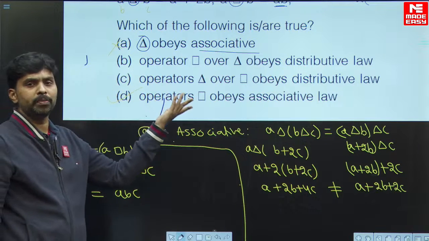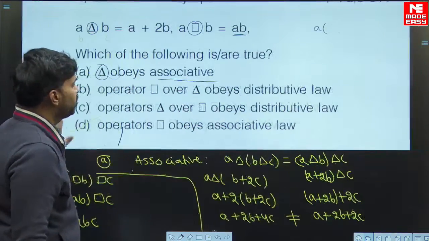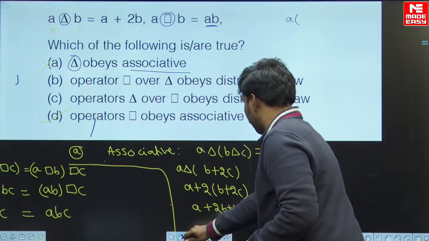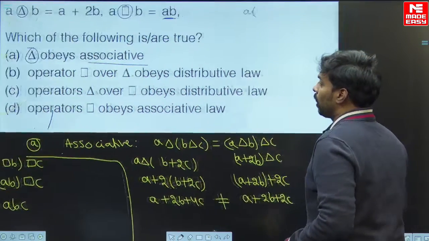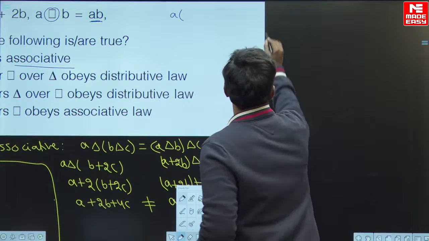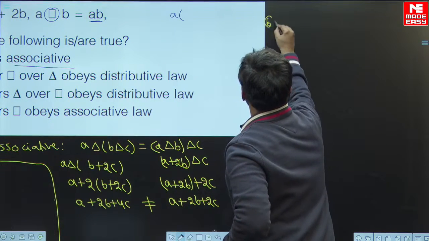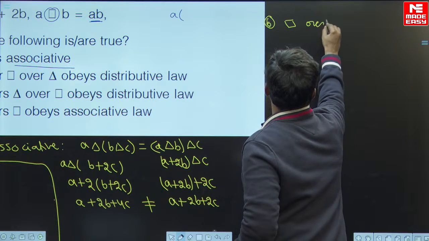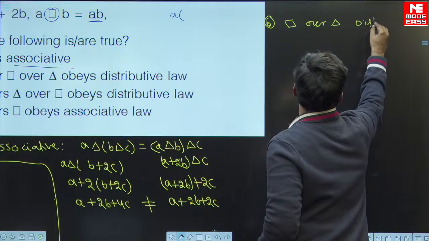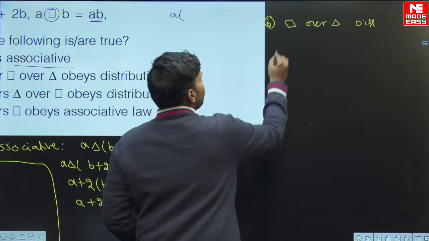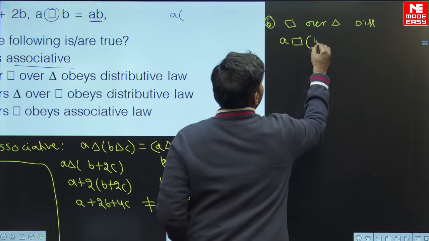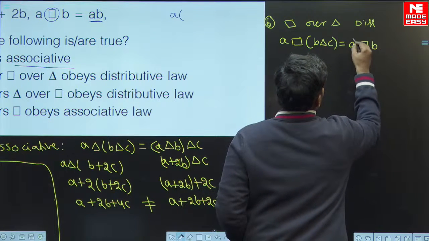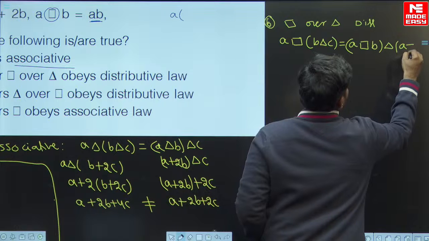Now we have to check the distributive law. It is a very easy part, a very easy question. There is not much mind to be applied here. It's very basic. So now the operator square, option B, if you take it: operator square over delta is to be distributive. This is what is being asked. So what is the distributive property? You can write that A square, B delta C should be equal to A square B, then delta of A square C here.